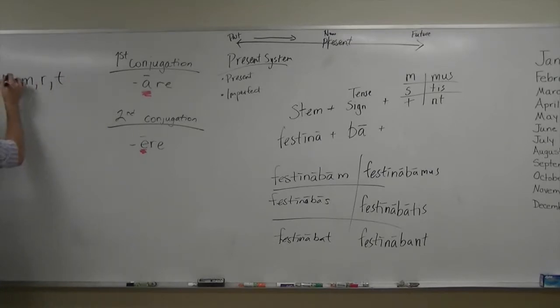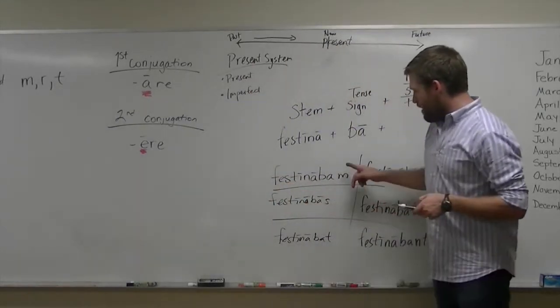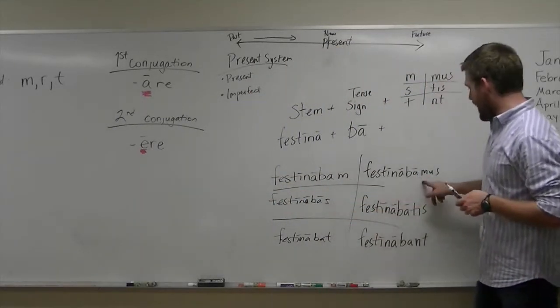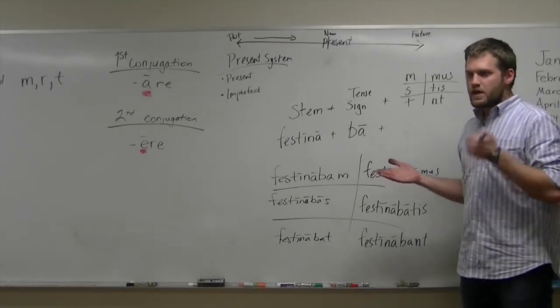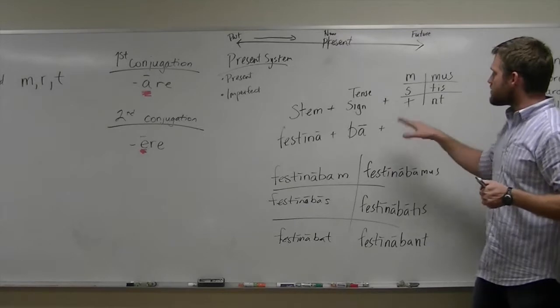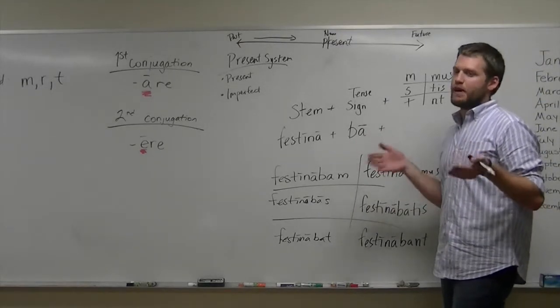So the bomb thing. Yes, so bum instead of bom. Good. So we get bum, bas, bat, bamus, batis, bunt. That will always be those endings. Now, in case you want to know, some Latin teachers will teach bam, bas, bat, bamus, batis, bant.